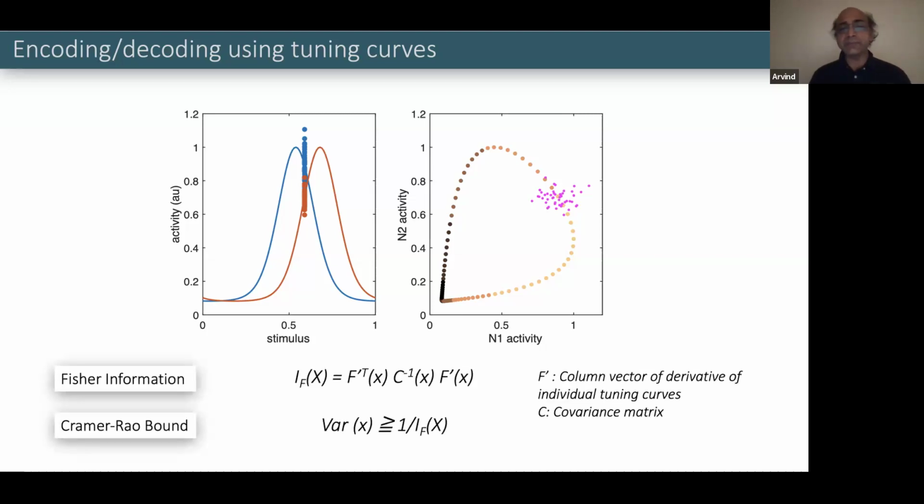And we have a very nice machinery for this. We typically use Fisher information to calculate how good we can be given a certain noise, what will be the estimation error, and we can calculate it analytically or numerically. Once we know the shapes of these tuning curves, we just need the derivatives and the covariance matrix. And that gives us the bound on how good we can be in interpreting it.